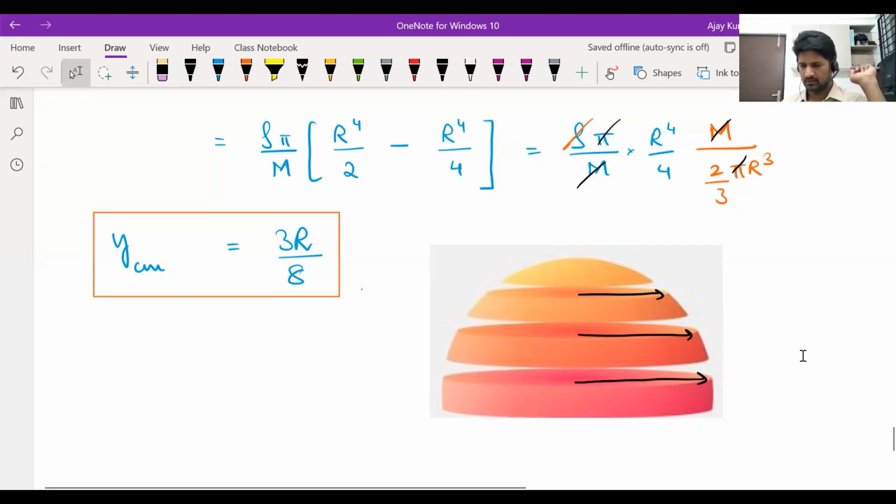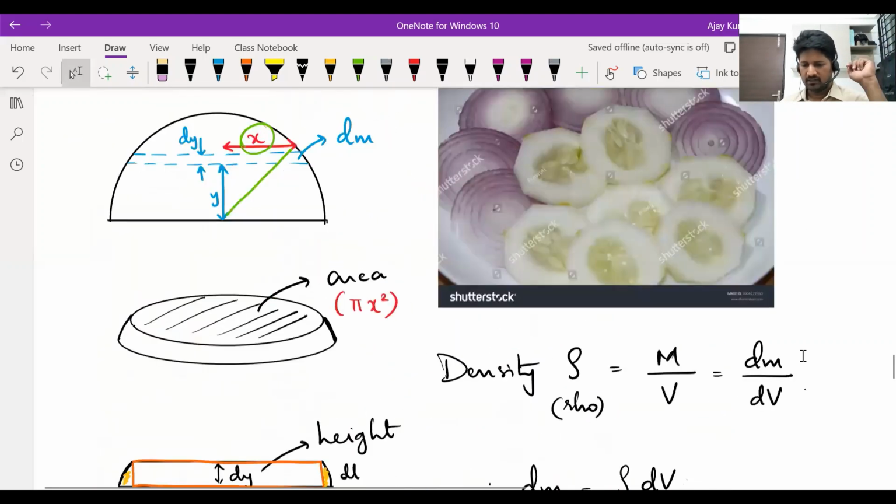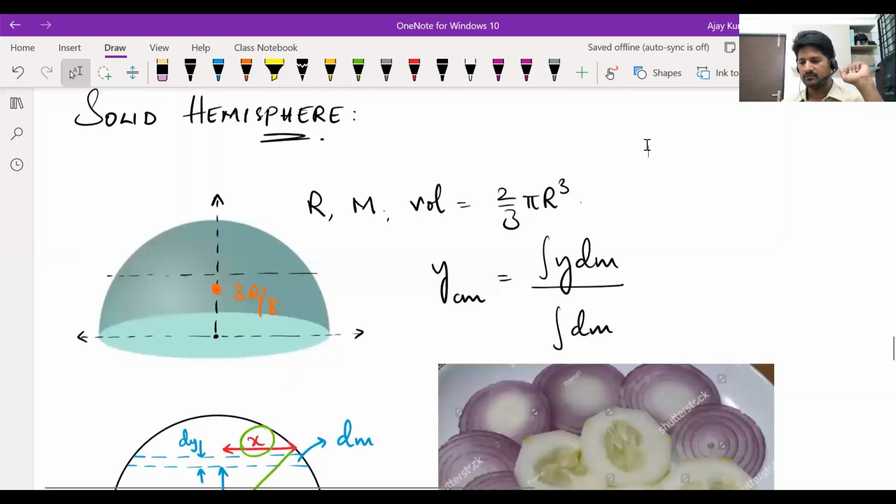That's fine. Can any of you tell me any other way to derive the position of center of mass of this solid hemisphere? Can we treat it as a collection of something else, some other shapes? Can we treat it as a collection of some other shapes? Whose center of mass we already know.